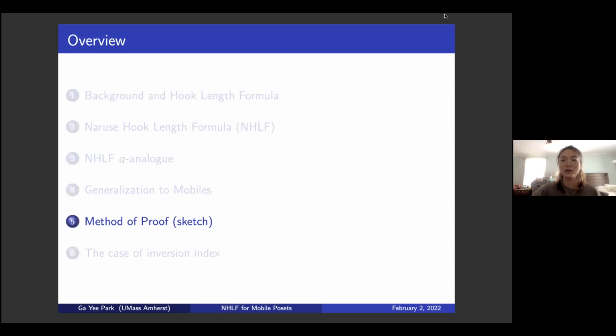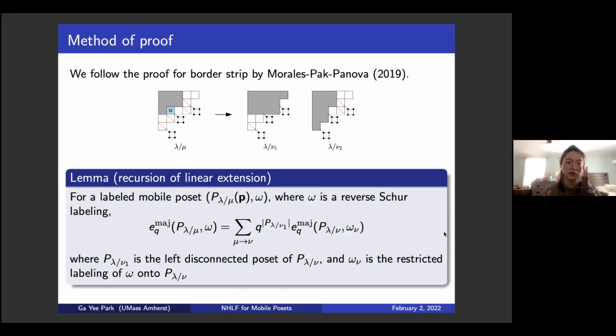All right, so if I have time, I will just briefly mention the method of proof. The proof heavily follows the original proof given by Morales, Pack, and Panova when they were combinatorially proving the Naruse hook length formula for border strip. It heavily relies on its recursion formula.